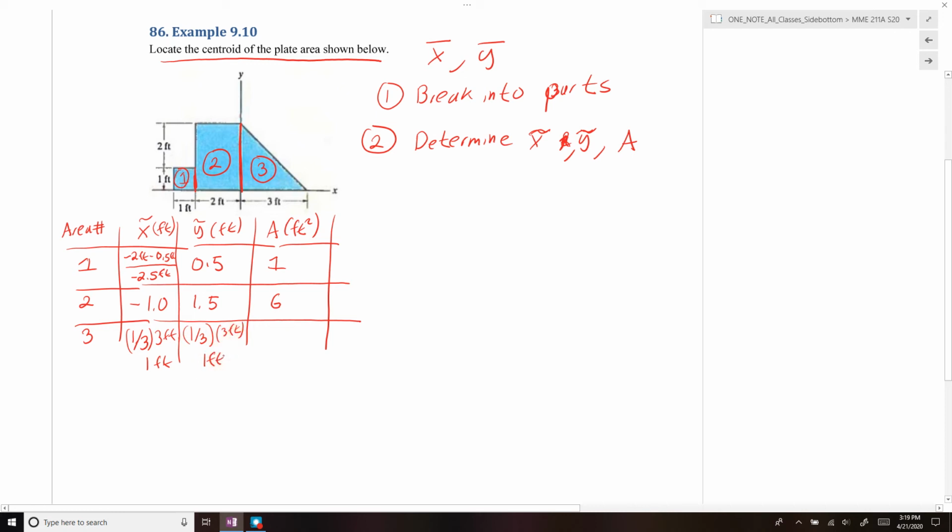And then the area would be equal to 1/2 the base times the height. So the base is 3 feet. The height is 3 feet. So our total area would be equal to 4.50 feet squared.